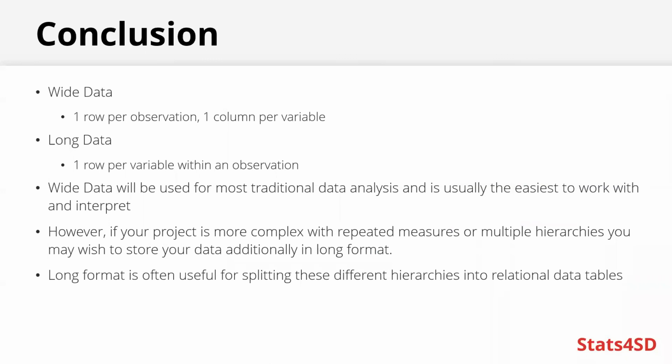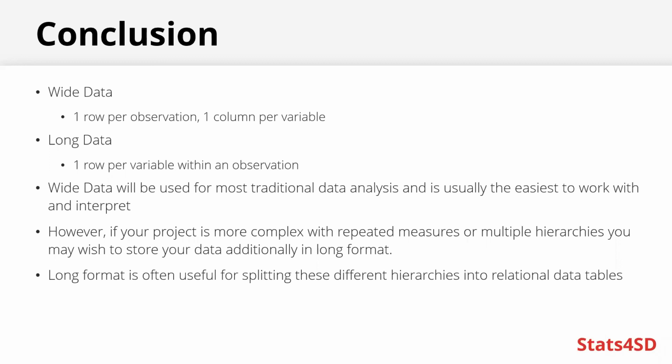So, to conclude: wide data is one row per observation and one column per variable, and long data is one row per variable or unit within an observation or another unit. So one household member within a household, rather than one household. It comes down to what is defining those rows.